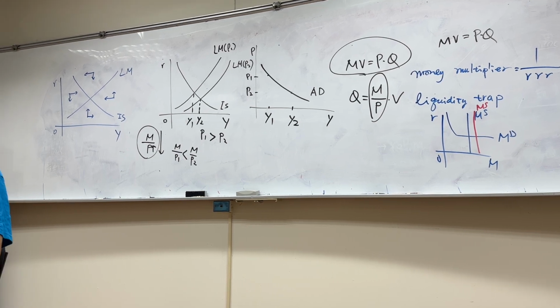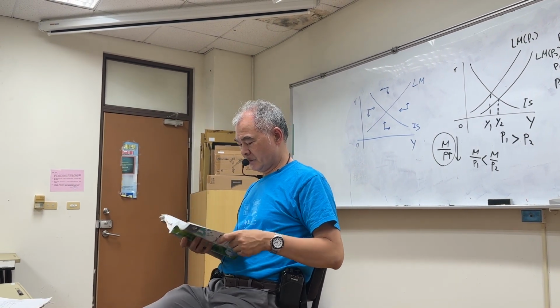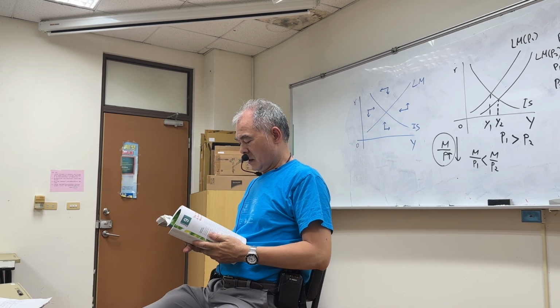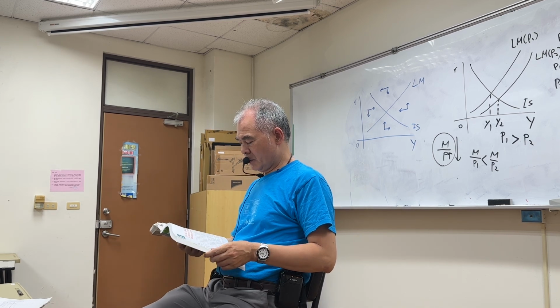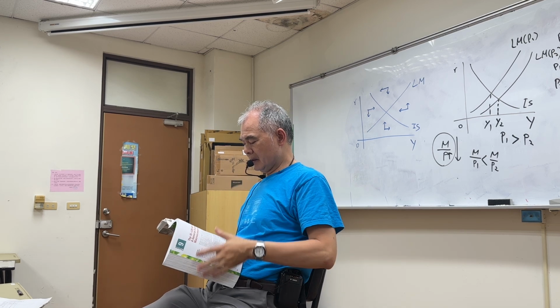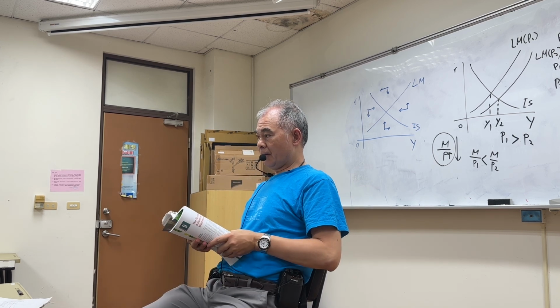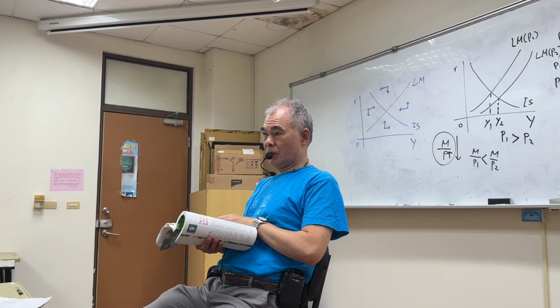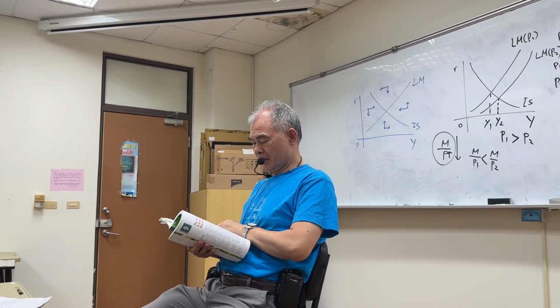Okay, please turn to page 351. Page 351. Okay, 9.1 is the FE line, equilibrium in the labor market. So the FE line, what is this? It is for employment.